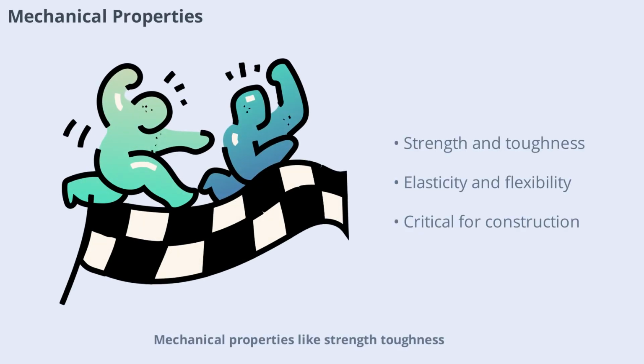Mechanical properties like strength, toughness, and elasticity determine how a material behaves under force. Materials engineers test and modify these properties to ensure materials can handle the stresses of real-world use. This is especially important in construction, transportation, and manufacturing industries.